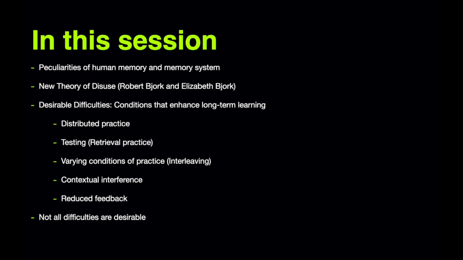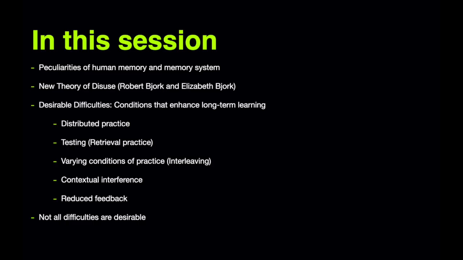Here's the agenda for this session. Before we start getting into what desirable difficulties are, we have to first address some peculiarities of human memory and memory system. This will help us make sense of desirable difficulties much better. We will touch upon this theory called New Theory of Disuse by Robert Bjork and Elizabeth Bjork. We will then begin exploring 5 conditions that have been categorized under the term desirable difficulties. Lastly, a word of caution: not all difficulties are desirable. This is really important to understand so we don't start making our training and instruction unnecessarily challenging.